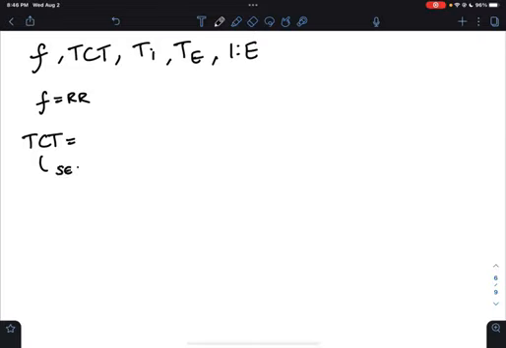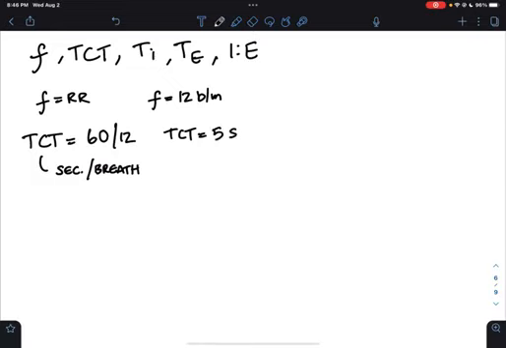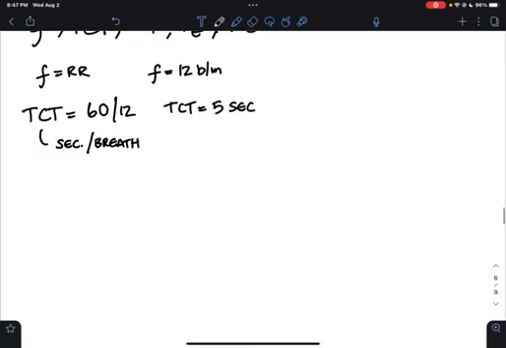So let's say my frequency is 12 breaths per minute. How do you find total cycle time? You divide 60 divided by 12. Your total cycle time would be 5 seconds per breath. Okay, and then usually we're given an I time. So if we're given an I time, let's say 1.5 seconds.